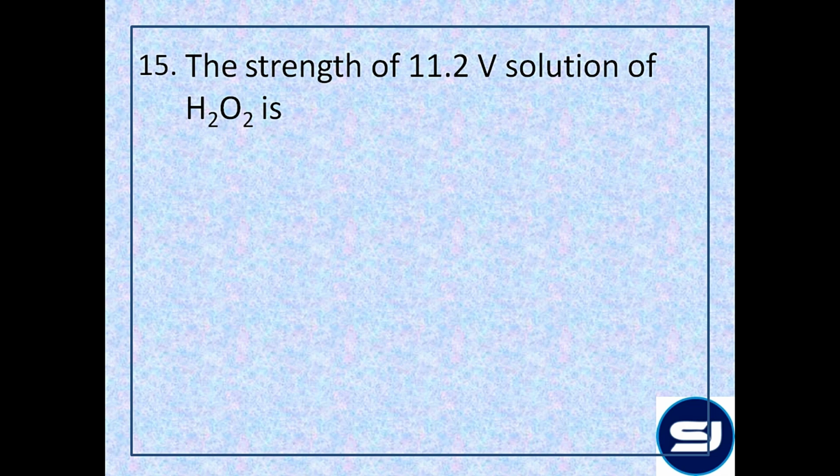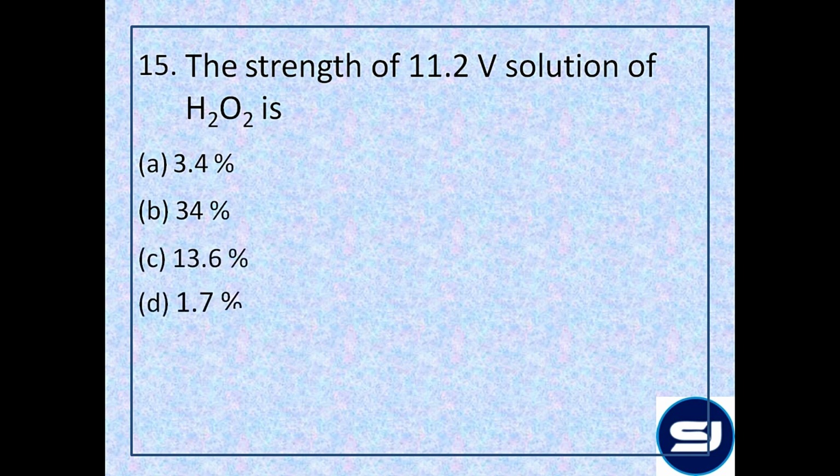The strength of 11.2 V solution of H₂O₂ is. Now, the strength of 11.2 V solution means we have to find out the amount of peroxide in gram per 100 ml, because it is the percentage strength which we need to identify. Hence, options given are in percentage: 3.4, 34, 13.6 and 1.7. So let's look at the solution.